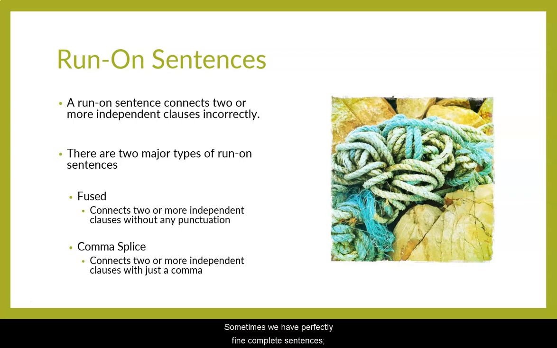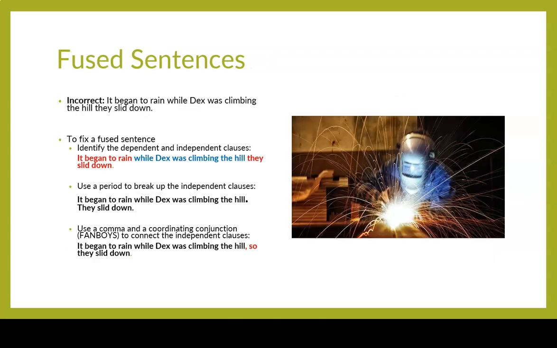Sometimes we have perfectly fine complete sentences. However, we connect them incorrectly. These are called run-on sentences, and there are 2 major types. Fused sentences connect independent clauses without including the appropriate punctuation. Comma splices connect independent clauses with just a comma. A fused sentence smashes together independent clauses without any punctuation. No periods, no commas, no semicolons, nothing.